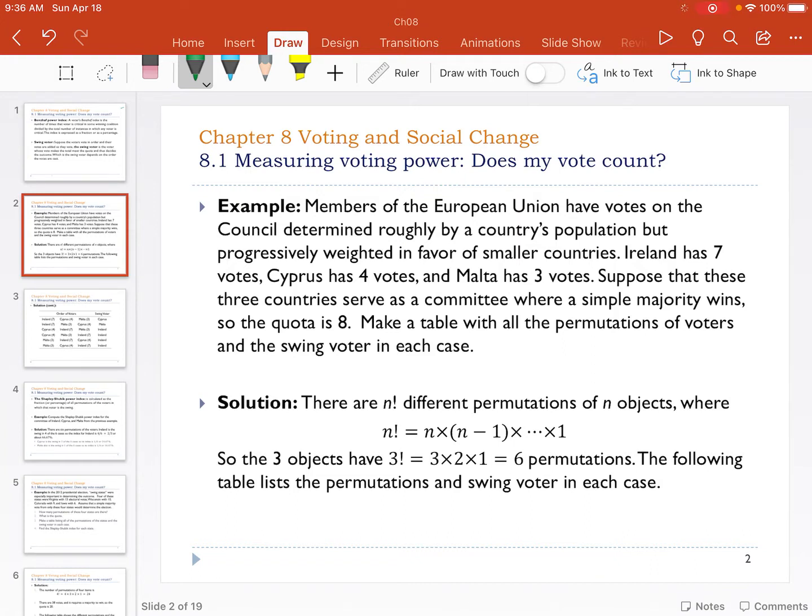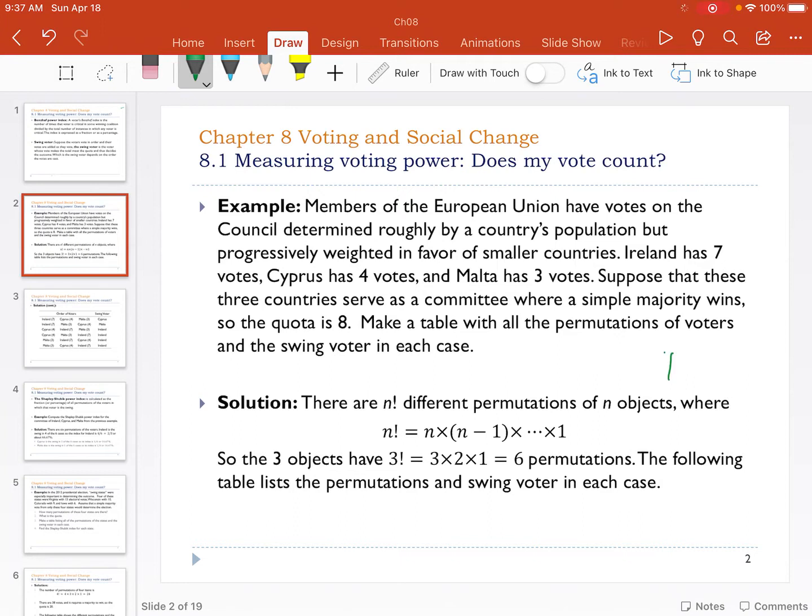Make a table with all the permutations of voters and then the swing voter in each case. As we look at all of them, we can see a pattern emerge that has to do with the strength of each particular country. It may or may not be proportional to their number of votes, as we've seen. Some are kind of proportional, some are not even close to proportional. And yes, we would have 3 times 2 times 1 permutations involved in this.